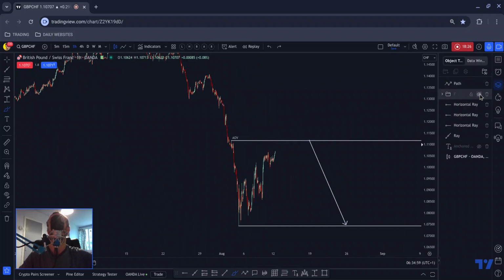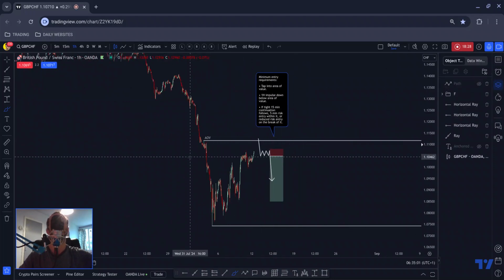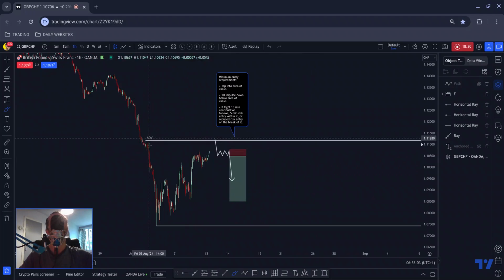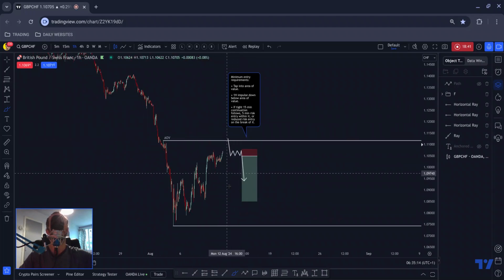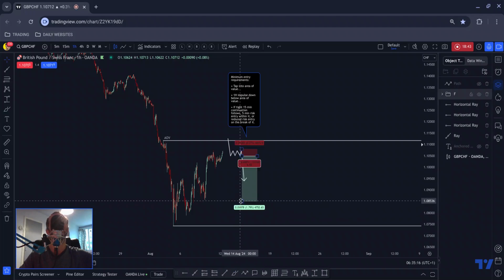So what I'm going to be looking for in this instance is a tap into the area because of what I've just explained. I'm not looking for a 5-minute continuation. I'm looking for a push down from this area and a 15-minute continuation, just once again for a little bit more deliberacy. By that point, I don't think this would hold much weight, that low.